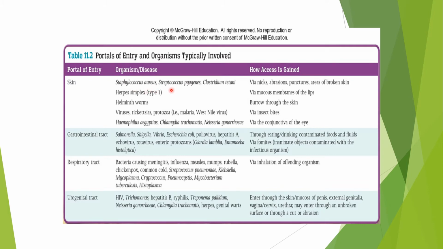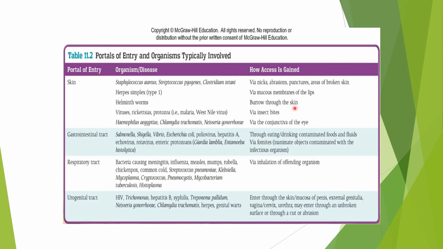Examples are Staphylococcus aureus and Streptococcus pyogenes, and that's why a lot of the antibiotics that you can apply to your skin target Staphylococcus and Streptococcus, because those are highly common on the skin. They can also enter through the mucous membranes, for example, of your lips. A lot of the cold sores are herpes viruses, and even worms. We're not just talking about bacteria here, but bacteria, viruses, and worms.